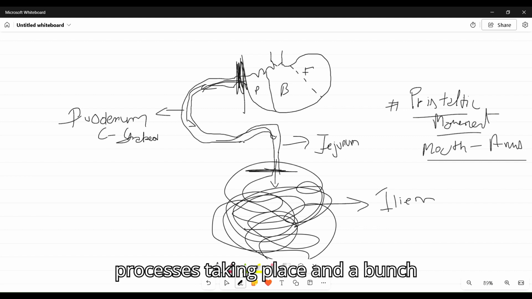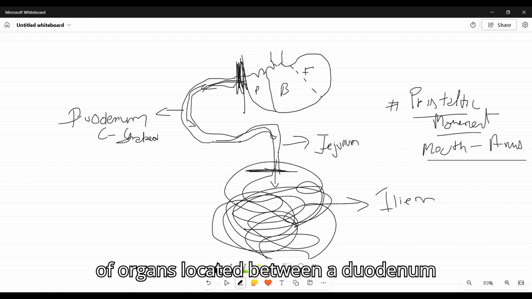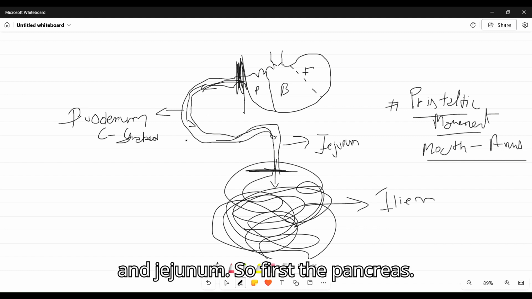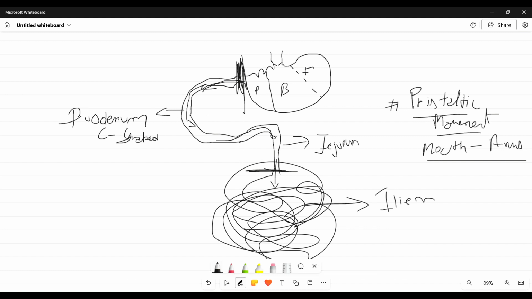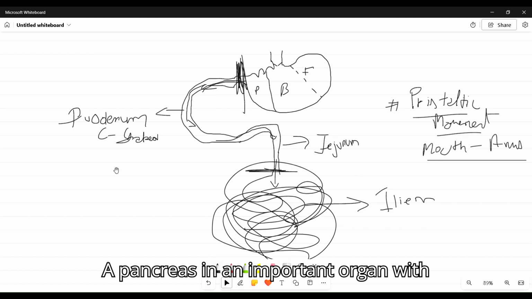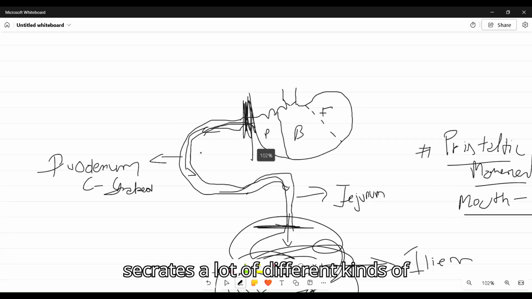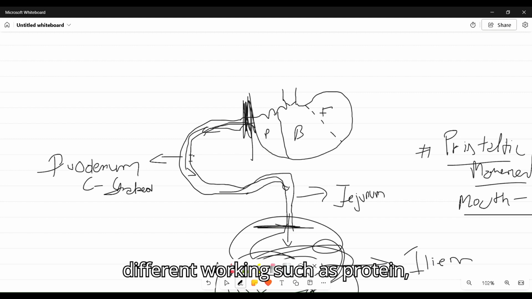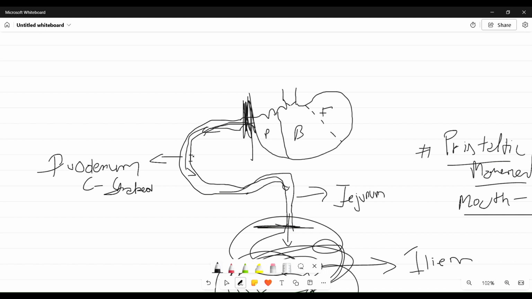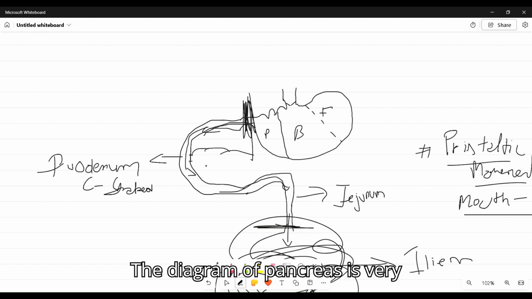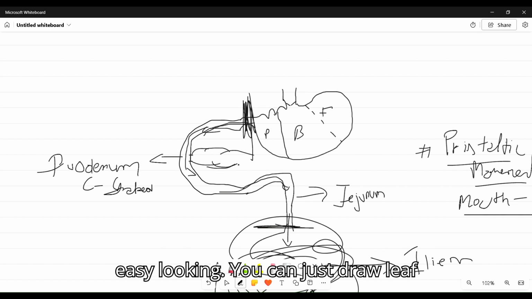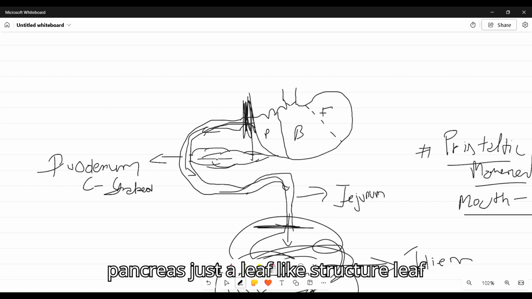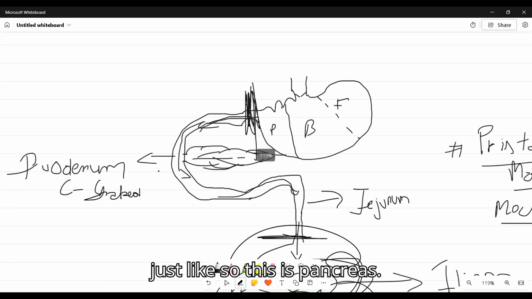There is a bunch of processes taking place, and a bunch of organs located near the duodenum and jejunum. First is the pancreas. The pancreas is an important organ which secretes a lot of different kinds of enzymes which help in digestion of different things such as protein, carbohydrate, and fats. The diagram of the pancreas is very easy. You can just draw a leaf-like structure, and that is the pancreas.